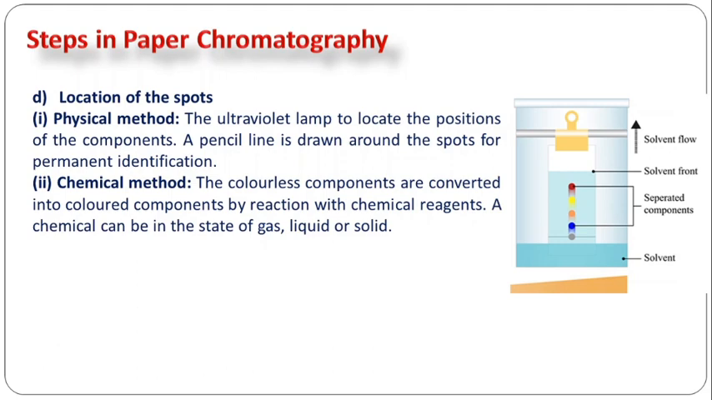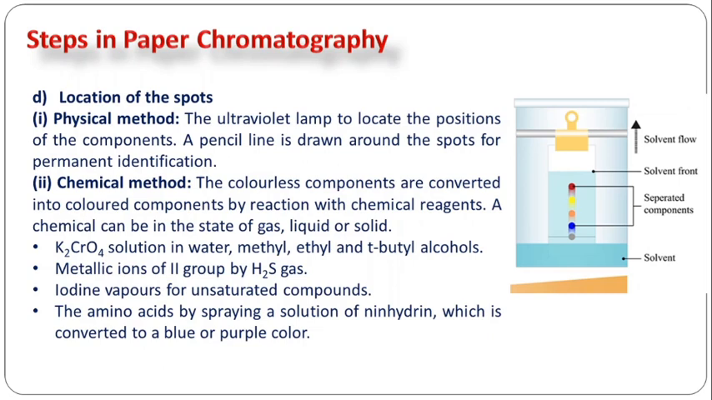For different types of compounds we can use different types of reagent, according to which type of components are there. So we know that one. According to that we have to use the chemical reagent. For example, potassium dichromate solution in water will be used for methyl, ethyl, tertiary butyl alcohols. So alcohols will get oxidized with this K2Cr2O7 and give a colored product. So we can locate the spots.